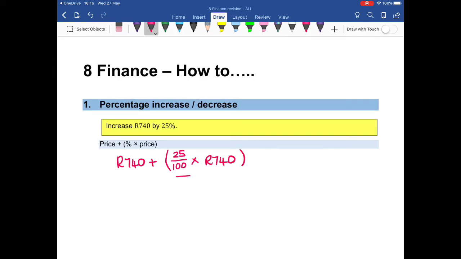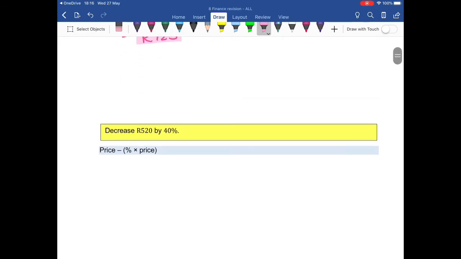740. If I calculate that on my calculator, I will get 185. So 25% of 740 is 185. I'm going to add it to the 740, and I will get a total of 925. Always go and check that there has been an increase. So I started with 740 and I ended up with 925, which is an increase.